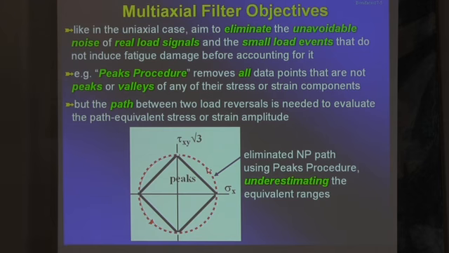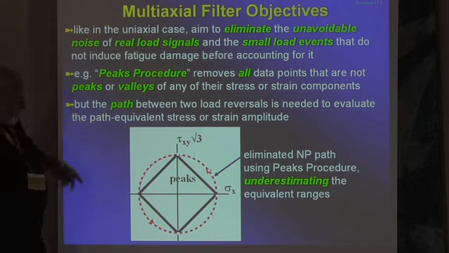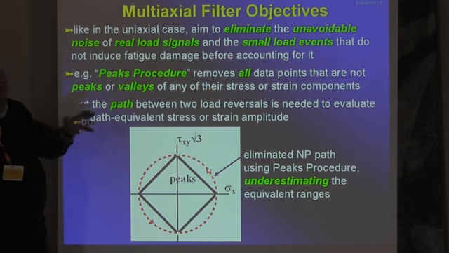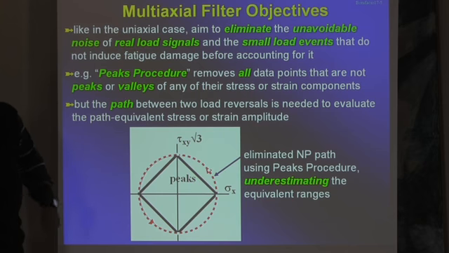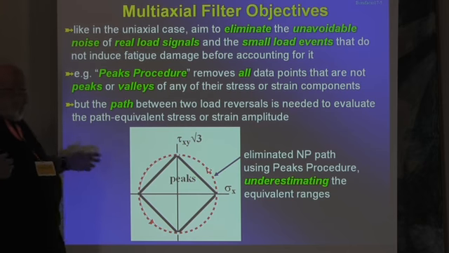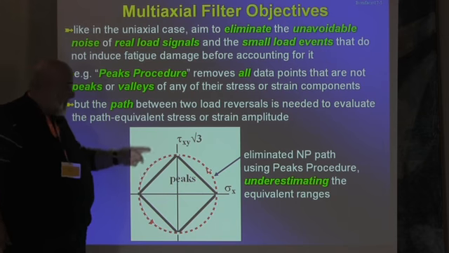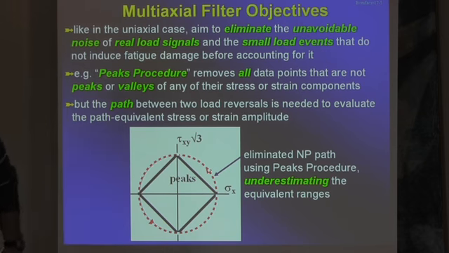If you try to use the peaks procedure I mentioned before, which removes all data points that are not peaks or valleys, we can have trouble when analyzing the signal. Because if you get a signal like the diamond one or the circle one, and you try to remove just all points between extremes, we are going to have a huge problem, because the damage induced by this kind of load history is different from the damage induced by this kind of load history. The path does matter in multi-axial fatigue.